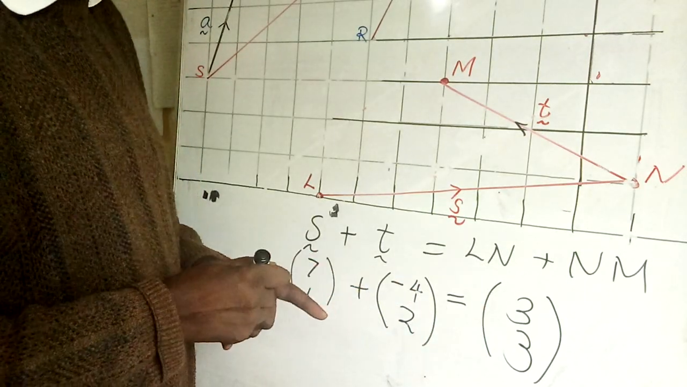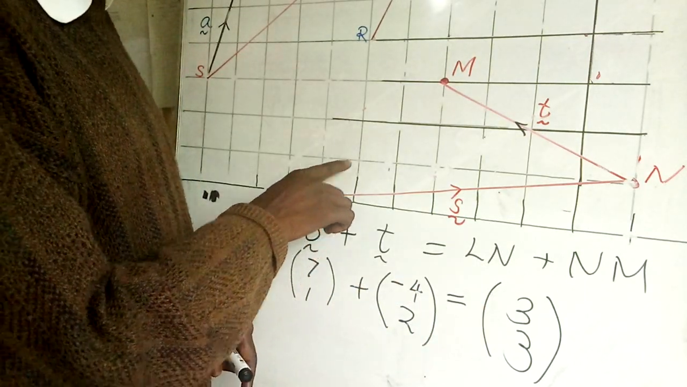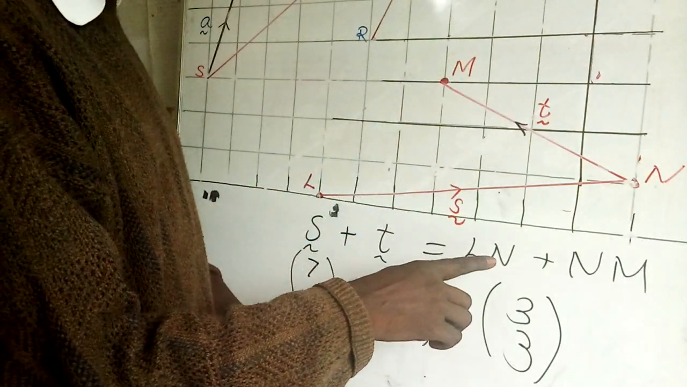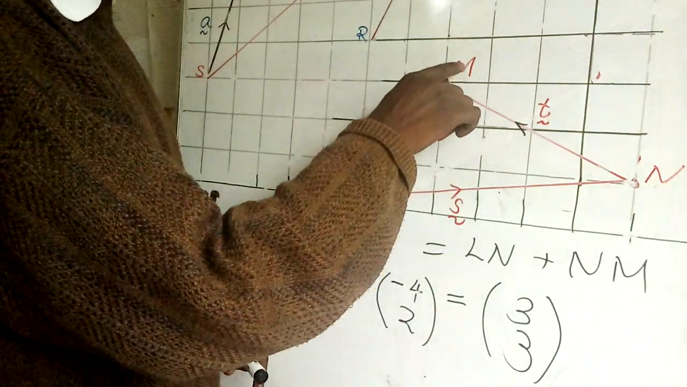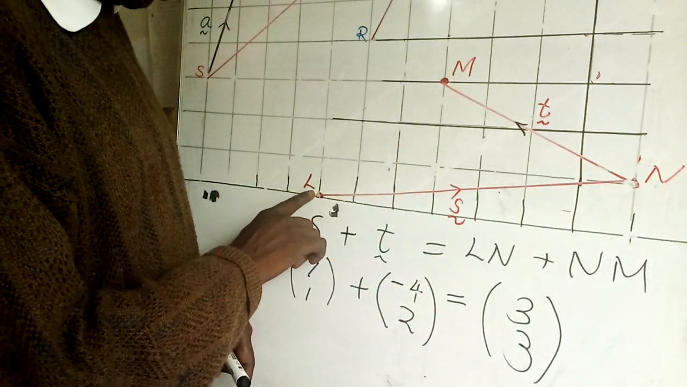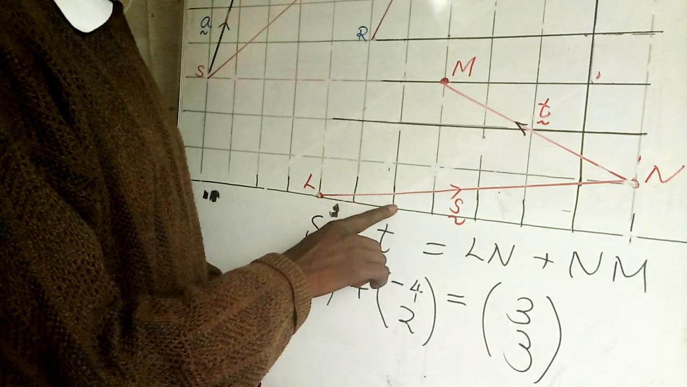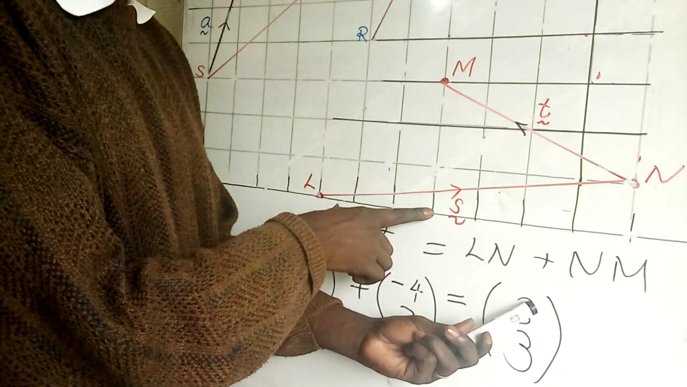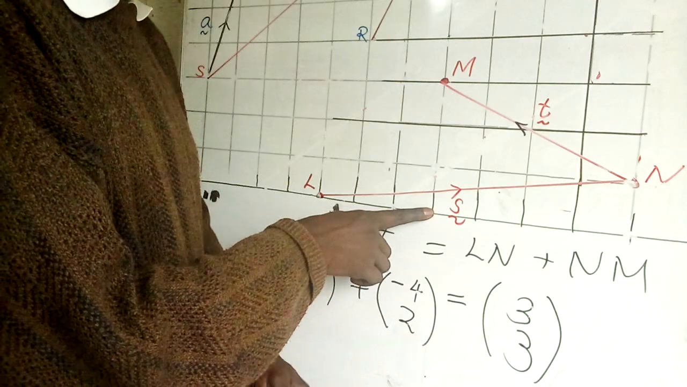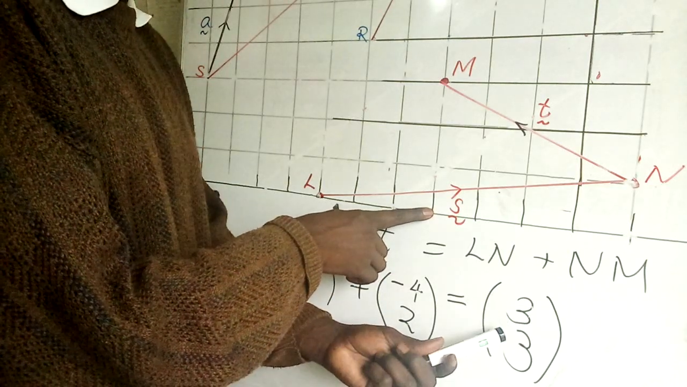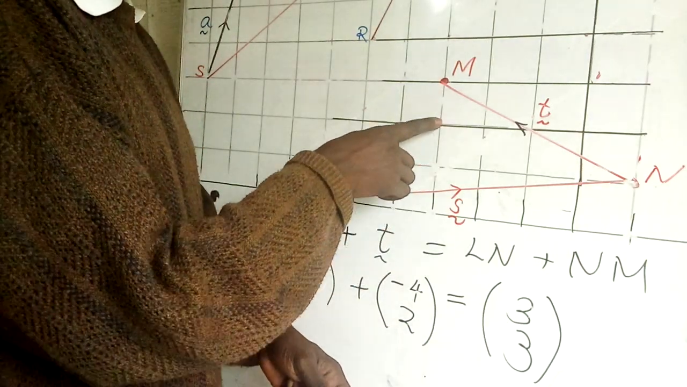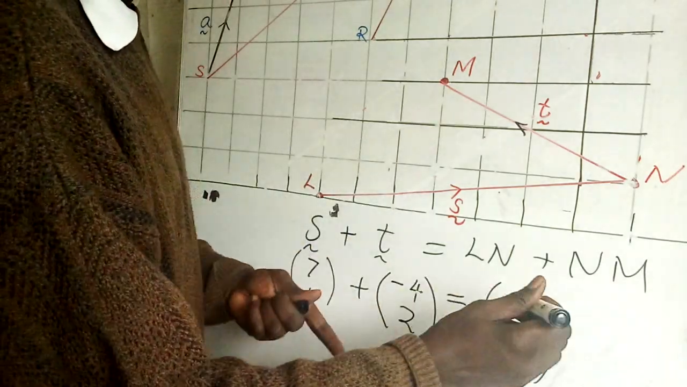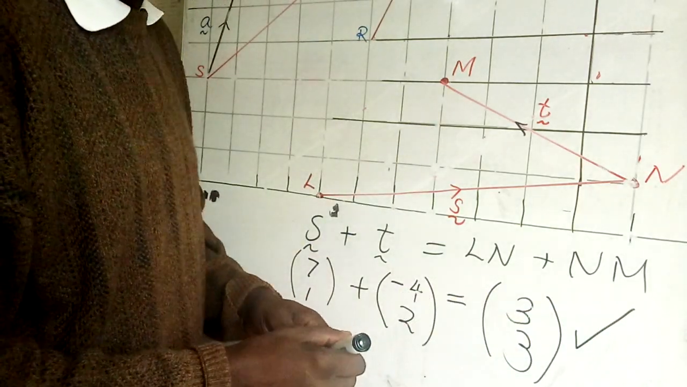So let us see if it is true. L to M. Okay, L to M. 1 L. 1, 2, 3. This one. Then up. This is up because it is positive. 1, 2, 3. So we are very correct.